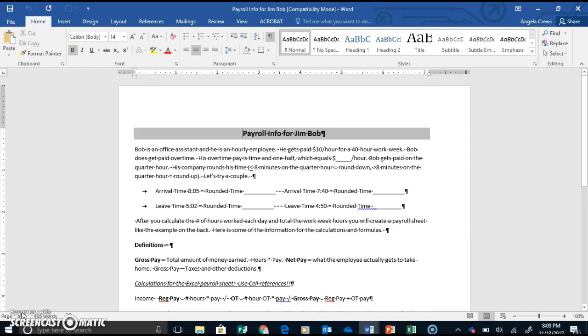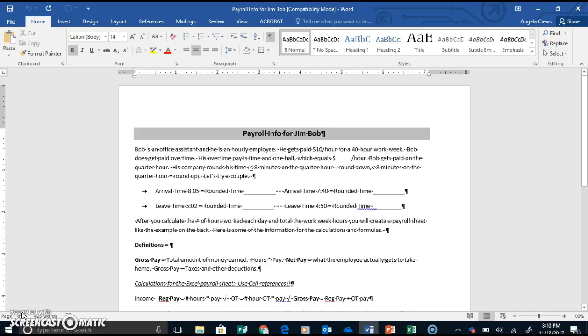His arrival time here is 7:40. So that is more than 8 minutes on the quarter hour. So the quarter hour there would be 7:30, so it would be more than 8 minutes, and you're going to round your time to 7:45. Here his leave time is 4:50, and that is less than 8 minutes on the quarter hour, so you're going to round his time down to 4:45.